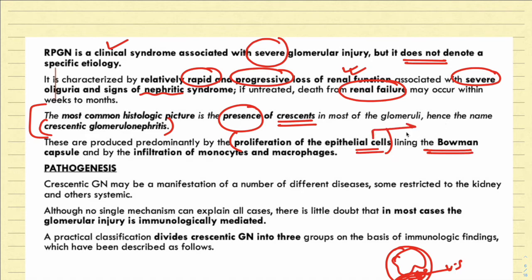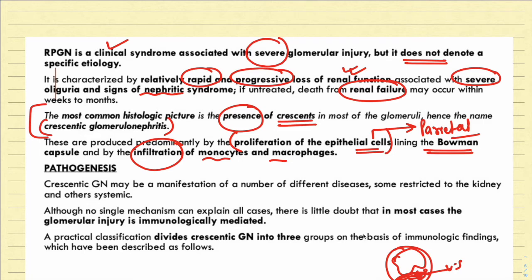So, you tell me which epithelial cell is lining the Bowman's capsule? Yes, this is the parietal variety which is lining. So, it is by the proliferation of more specifically the parietal epithelial cells, and not only that, they are also formed because of the infiltration of the monocytes and the macrophages. So, the crescents are produced by the proliferation of the parietal epithelial cells lining the Bowman capsule along with the infiltration of the monocytes and the macrophages.